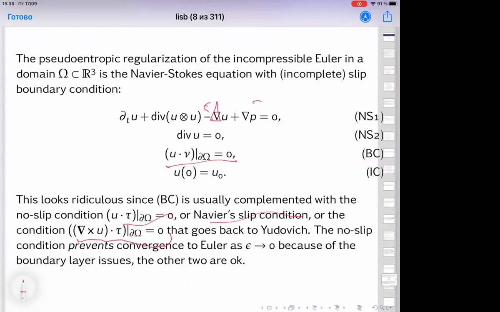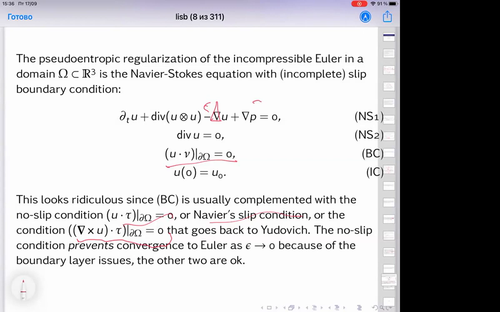So when epsilon goes to zero, if you have the no slip condition, then there is a boundary layer problem, so you don't converge to Euler, right? But if you have Navier slip, where the tangential component of the curl of the velocity is zero, then there are results that you converge to Euler. So you see that the no slip is really the cause of the problem. And now we got rid of no slip.